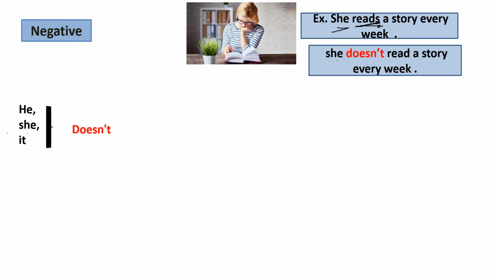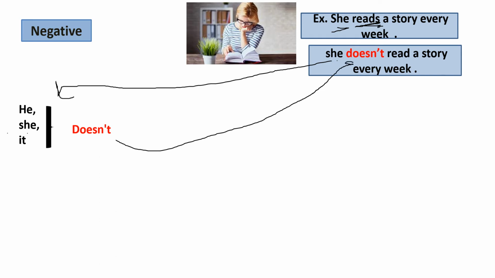Here we have she. She, this is singular, right? So that's why I will put doesn't after it in order to make it negative. لذلك خليت doesn't بعد الفاعل حتى أحولها إلى جملة منفية. Here we have reads. Now it will be read. حولت الreads إلى read. ليش؟ لأن خليت doesn't. فاعتبروا أن هاي doesn't أخذت هاي الاس. فلما أضيف doesn't الفعل يصير مجرد. She doesn't read a story every week. هي لم تقرأ القصة كل أسبوع.